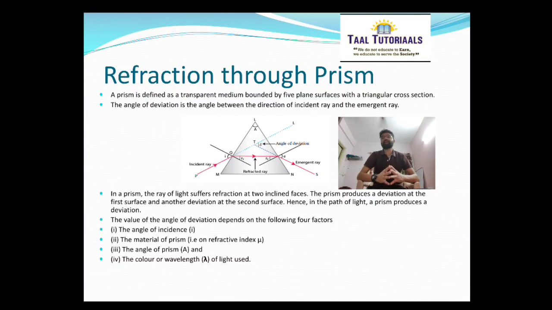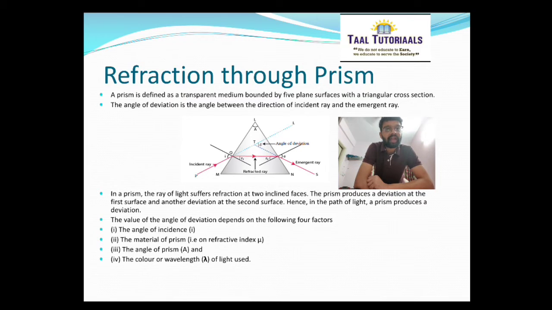I can be more clear on this. When it is traveling in the first instance, it suffers refraction from a rarer medium, that is air, to a denser medium, that is glass. So it bends toward the normal, and again from the denser medium it is traveling to a rarer medium and it is refracted and moves away from the normal.